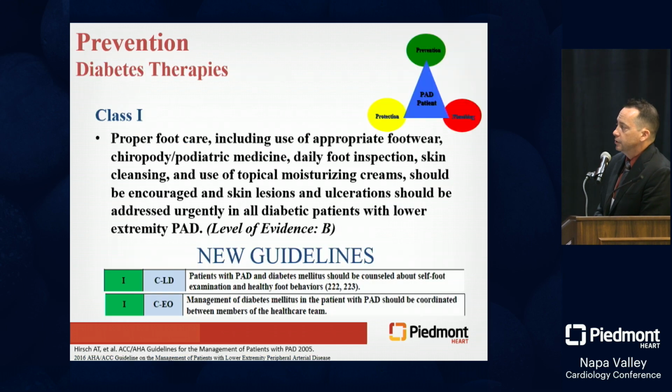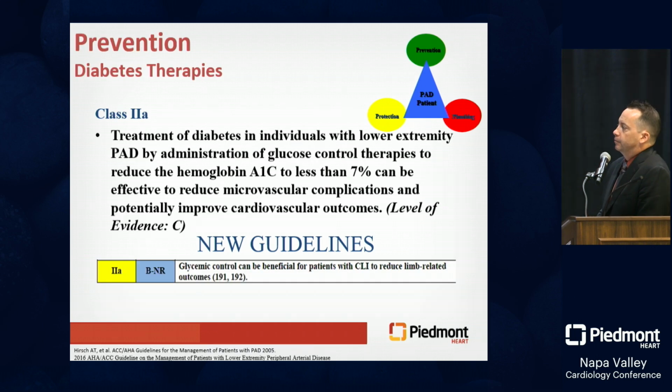So diabetes, the old guidelines basically said use podiatry, get a diabetes team on board. The new guidelines are basically saying that you should talk about foot care, which we already talked about, and also it should be coordinated by partners of the healthcare team. Personally, I feel like it used to be insulin, metformin, glyburide, glipizide. Now it's about 50 other drugs. I just refer to the endocrine team because I can't keep them all straight. Prevention across the board, A1C should be controlled as best as can be controlled using a multidisciplinary team.